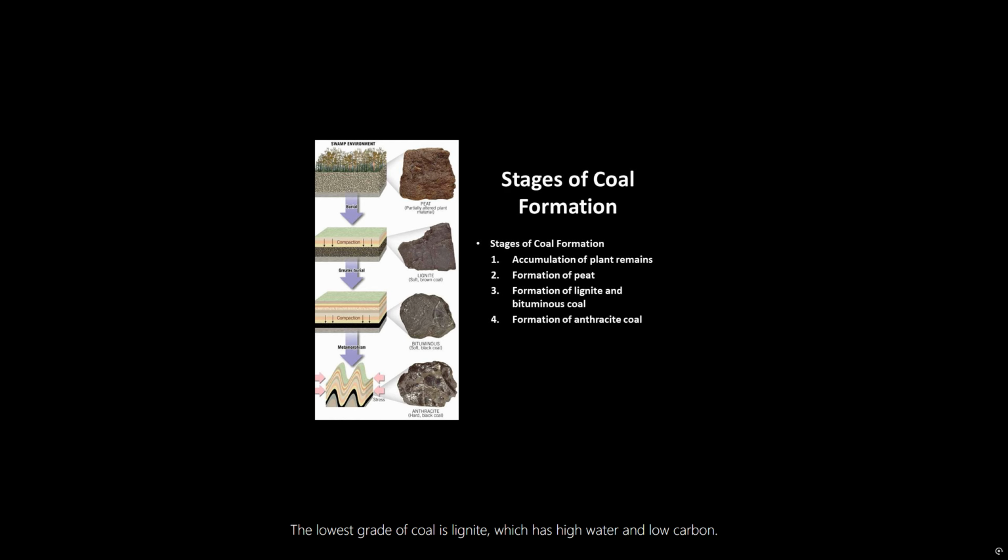The lowest grade of coal is lignite, which has high water and low carbon. Industrial grade coal is bituminous coal, which has a lower water content and higher carbon content. If coal becomes metamorphosed, it is called anthracite coal. It's very low in water, very high in carbon, and relatively rare.